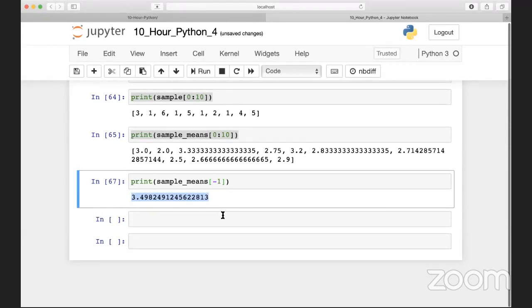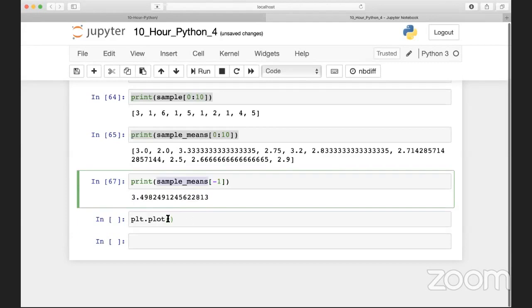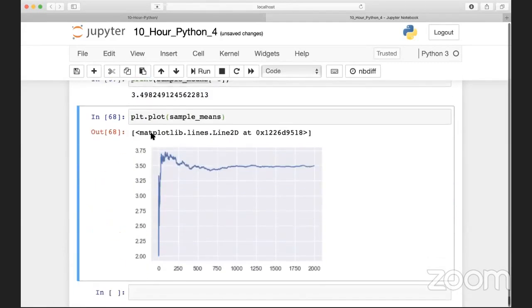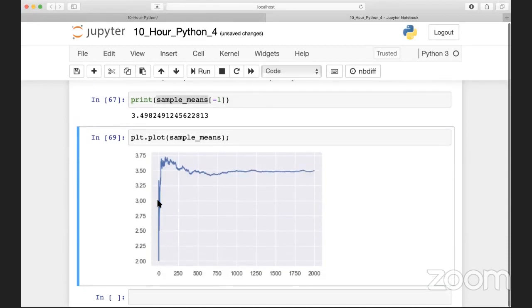All right. So if you do plt.plot(sample_means), you see, your first observation is 3 and your first samples are moving around here, and as you increase your sample size, you are getting closer to the population mean, which is 3.5 in rolling a dice.